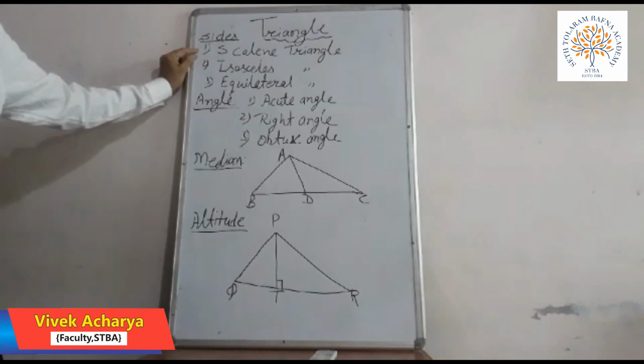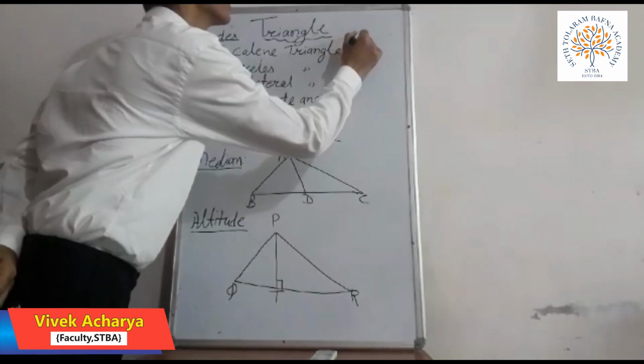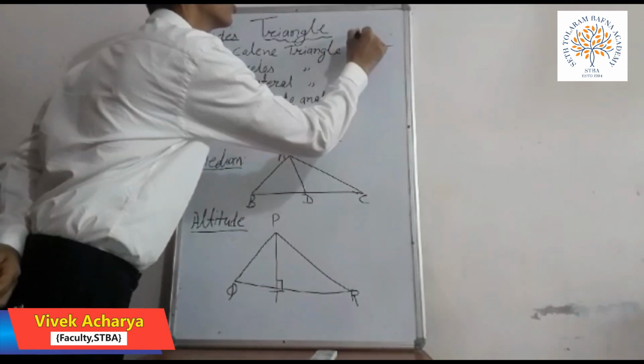Children, scalene triangle, if all three sides of a triangle are different, then it is a scalene triangle. All three sides are different. You will say it is a scalene triangle. All three sides different.